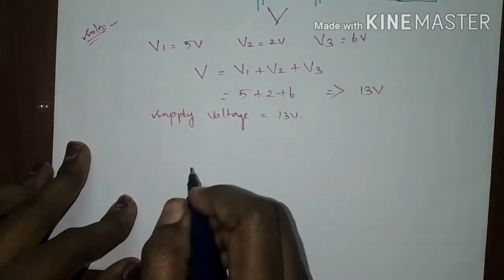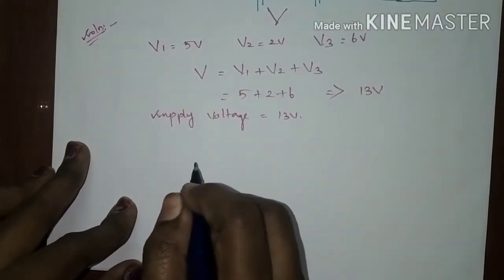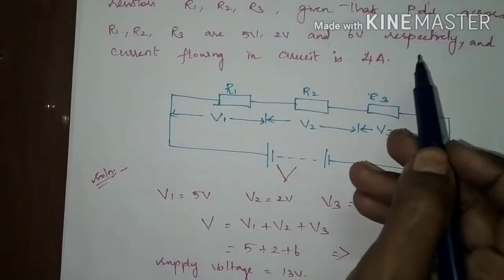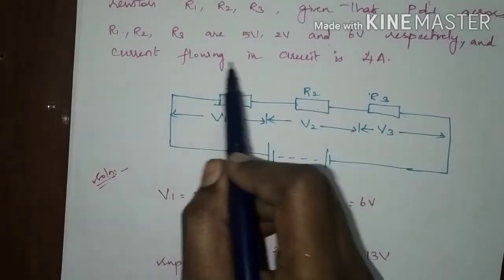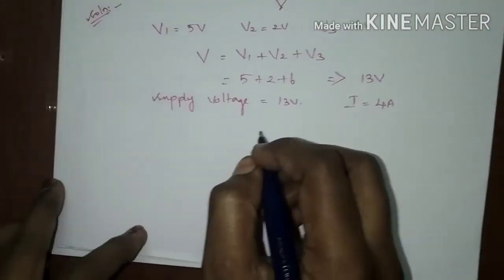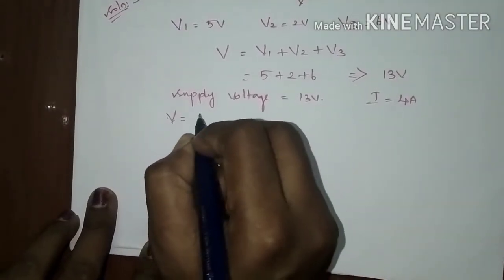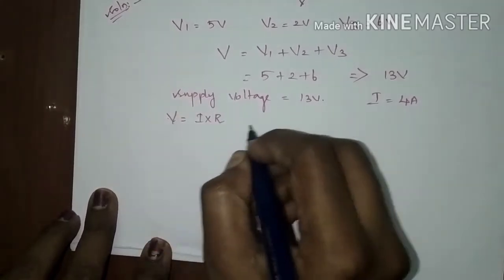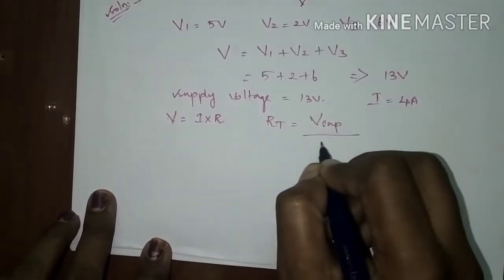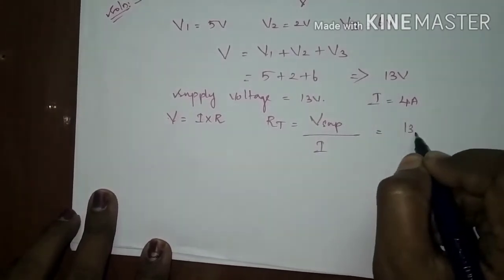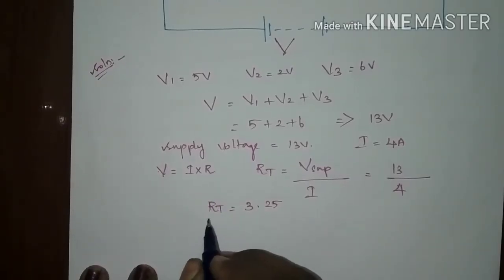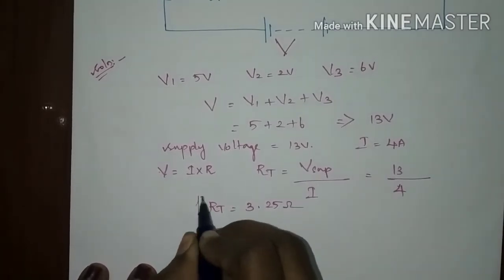And they have asked the resistances present in the circuit R1, R2, R3 and the total resistance. To find the total resistance value, they have given the current flowing in the circuit is 4 amps. So, I is equal to 4 amps. We know Ohm's law. According to Ohm's law, V is equal to current into resistance present in the circuit. So, our total resistance would be equal to V supplied divided by I, which is flowing through the circuit. V supplied 13 volt divided by 4 amps. The total resistance is 3.25 ohms.